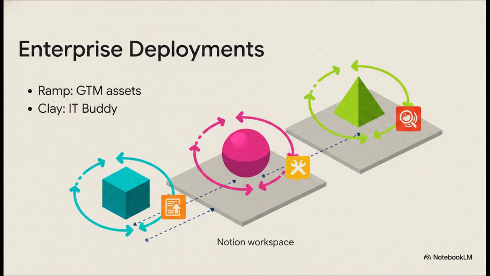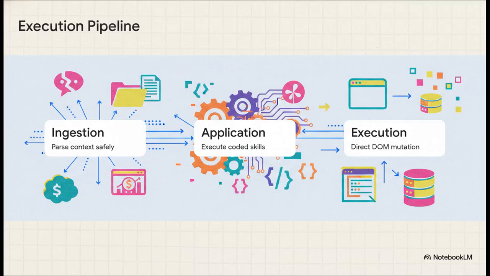They are continuous operational daemons running actively inside the workspace, fundamentally replacing static scripts and outdated manual data entry protocols. The deterministic nature of this background execution pipeline is absolutely paramount for system integrity. It operates in 3 highly rigid phases. First, ingestion, safely parsing unstructured context from external platforms like Slack, Box, or Salesforce.